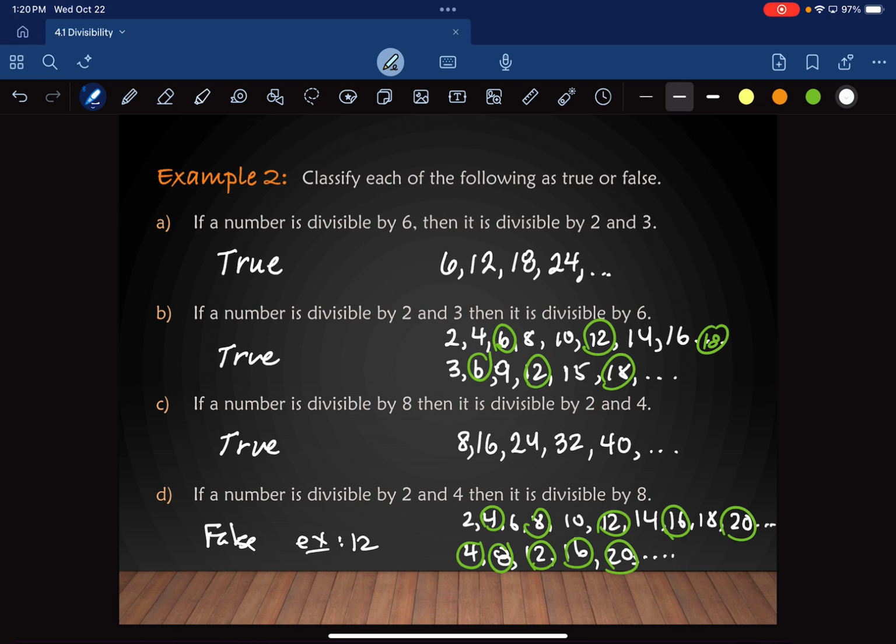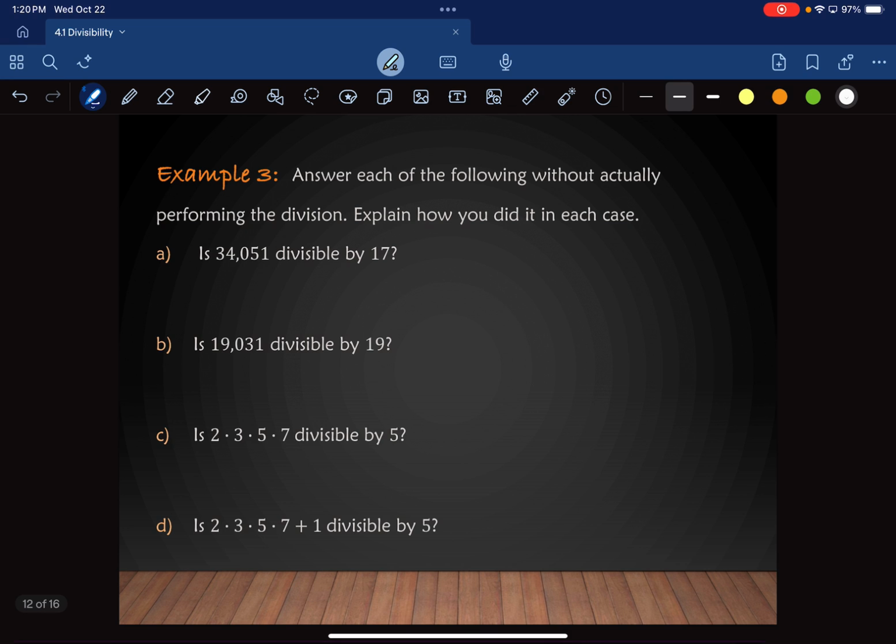Okay, let's take a look at some others. There's a variety of different things divisibility-wise in this section, so let's look at another one. It says answer each of the following without actually performing the division and explain how you did each case. So the first one wants to know if 34,051 is divisible by 17. And it does not want you to actually do division with your calculator or by hand or anything. It's asking you simply to look at this and be able to say yes or no. What do you think? Can you tell?